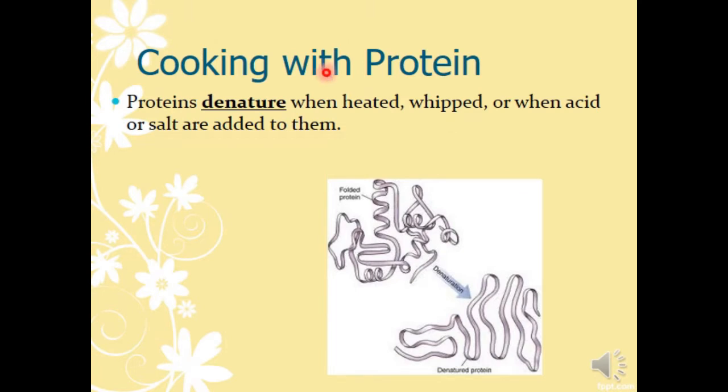This is an example of factors which contribute to protein denaturation. The protein will denature when it undergoes heating, whipping, or addition of acid or salt. So from the folded state to unfolded. So that is denaturation.